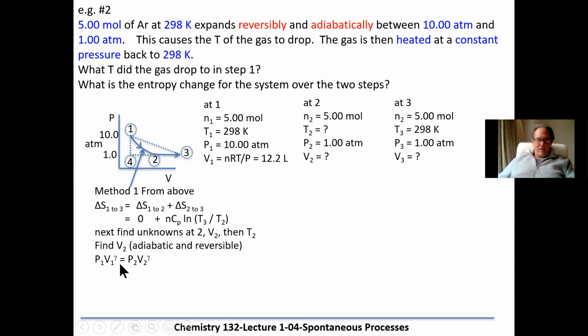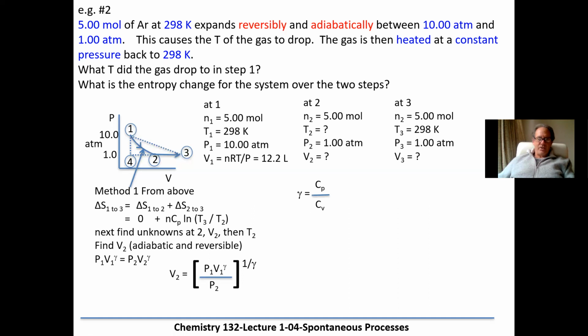Basically we have 3 of those quantities. So we could find V2 by rearranging this equation. V2 to the power gamma equals P1 V1 to the power gamma divided by P2. Right? There it is. And of course, we have to raise it to the power 1 over gamma to get rid of the gamma. We're going to raise it to that power. So V2, before we solve it, we need to know what gamma is.